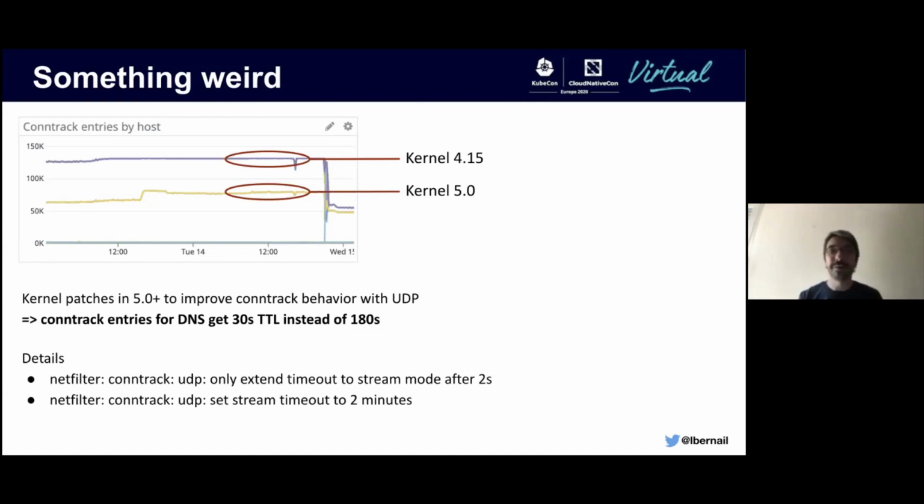Well, it turned out the hosts were a bit different. Some were running kernel 4.15 and some were running 5.0. And there are actually a few kernel patches in 5.0 that improve the conntrack behavior with UDP, exactly for DNS queries. What it changes is that conntrack entries for DNS only get a 30 seconds TTL by default instead of 3 minutes, which means they expire much faster. And so the number of entries in the conntrack is much lower. And if you want details about the patches, I gave the references on the slide.